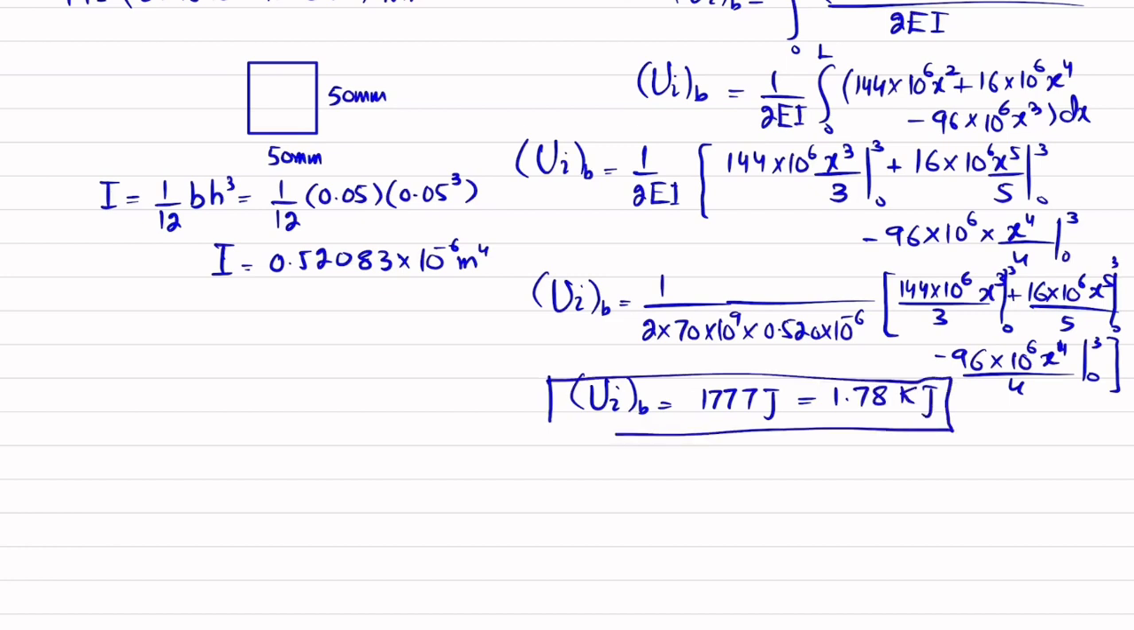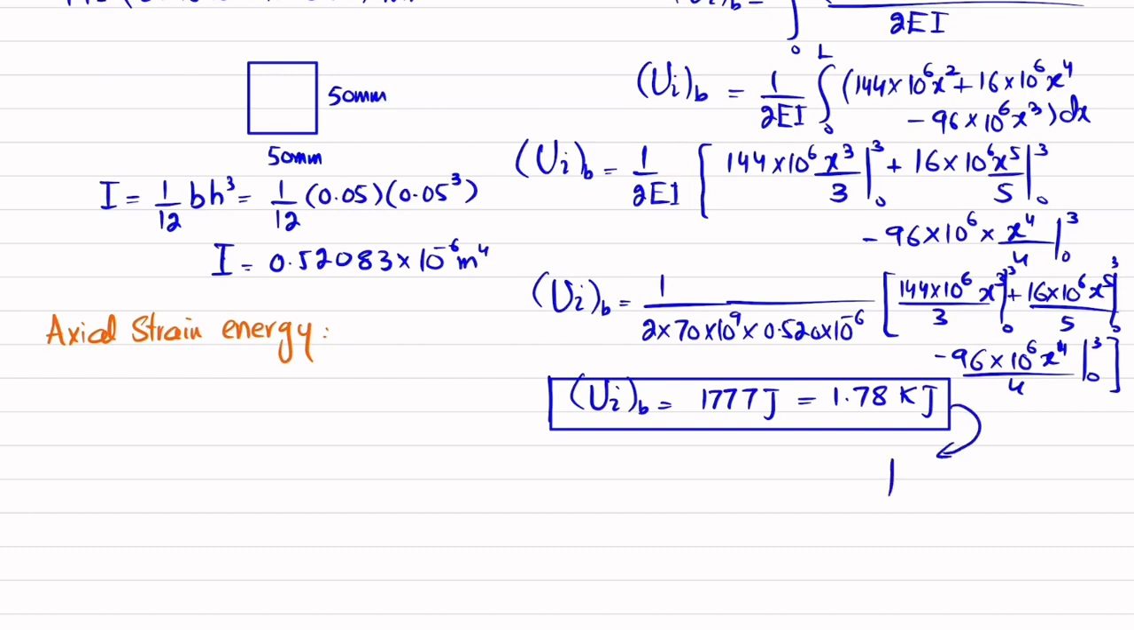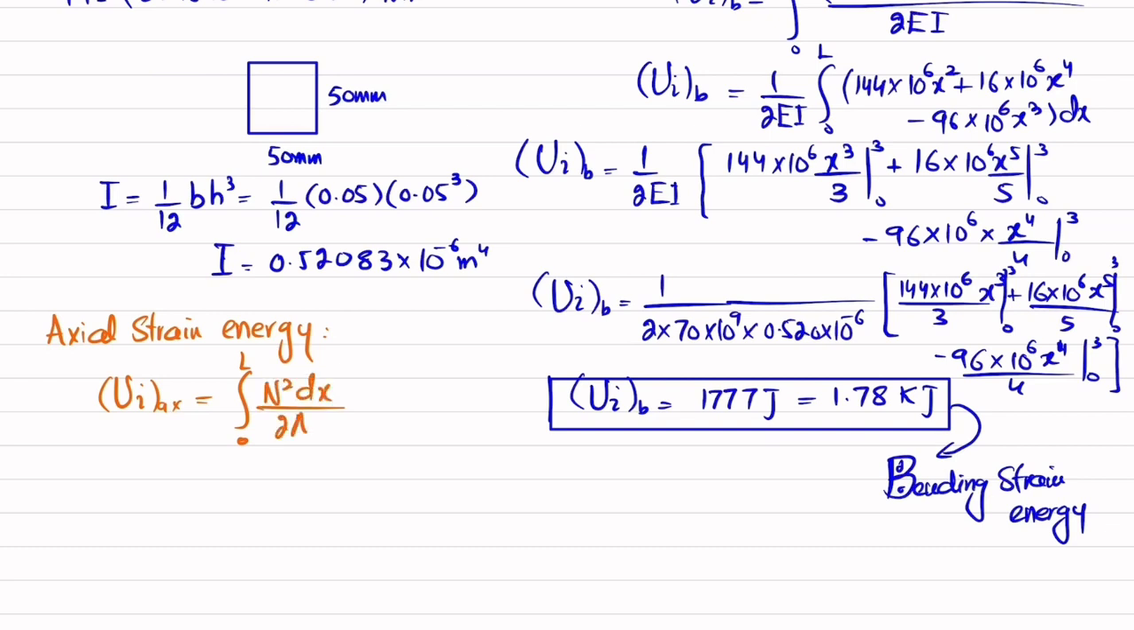So this is the amount of strain energy that will be stored in the beam due to bending. Now what we will do is find the axial strain energy. Let me write it here. This is bending strain energy. Okay. For axial strain energy, we know that strain energy due to axial loading is equal to integral from 0 to L of N square dx divided by 2AE.